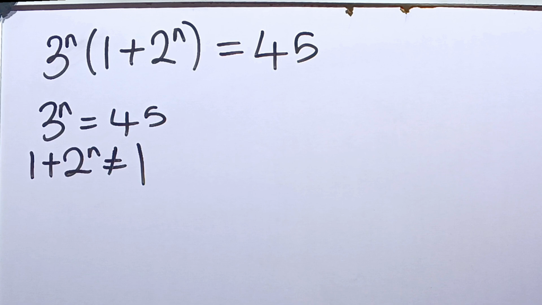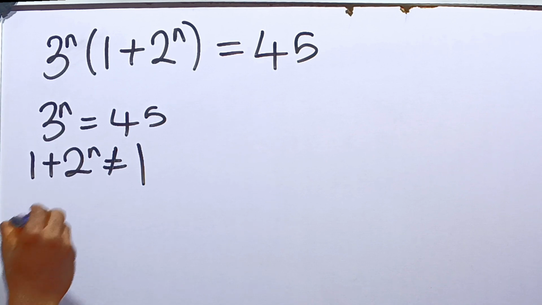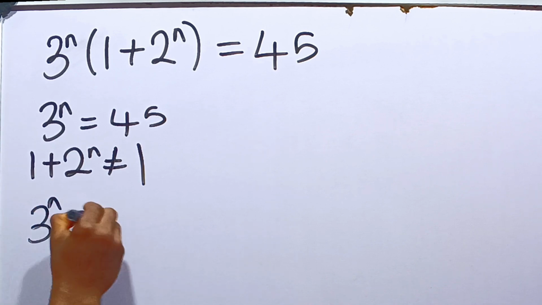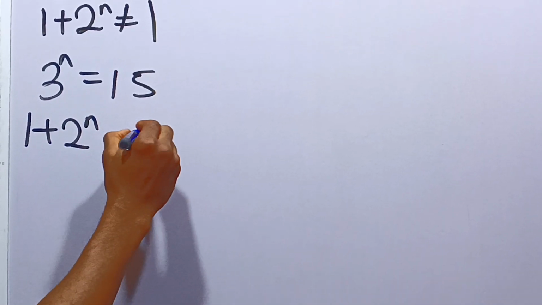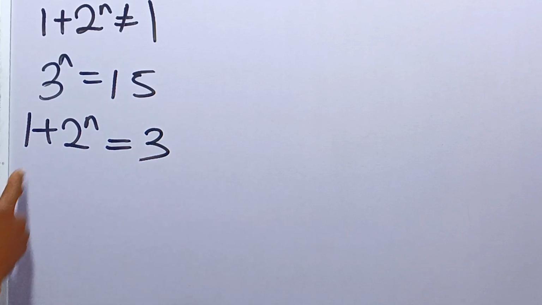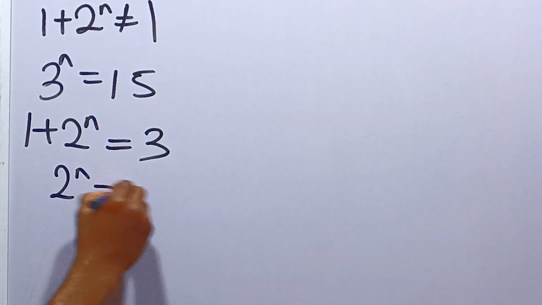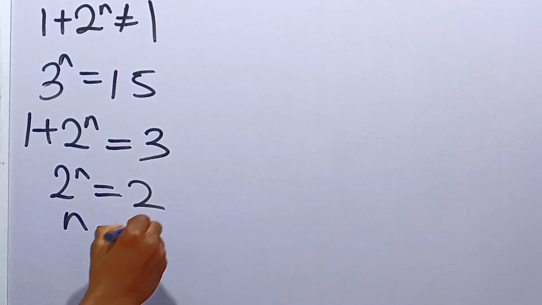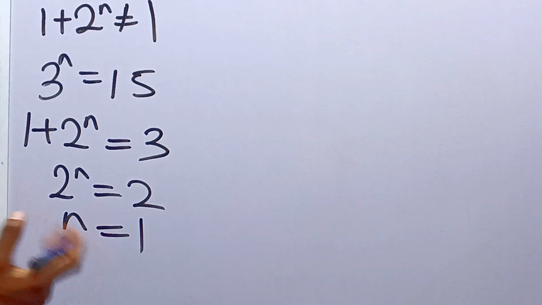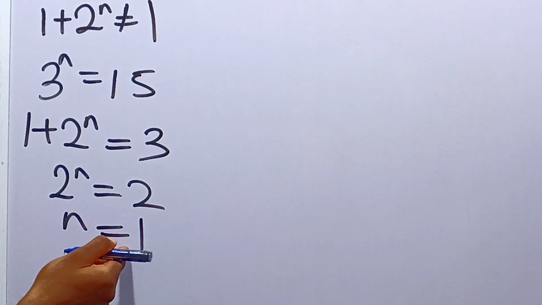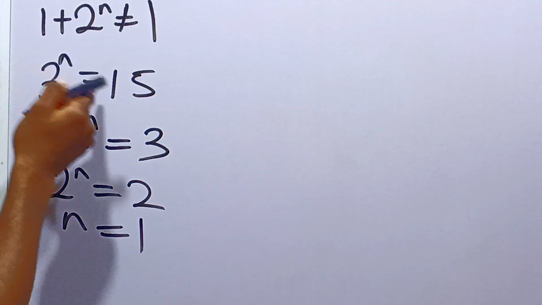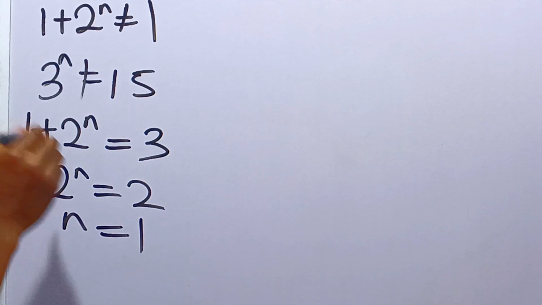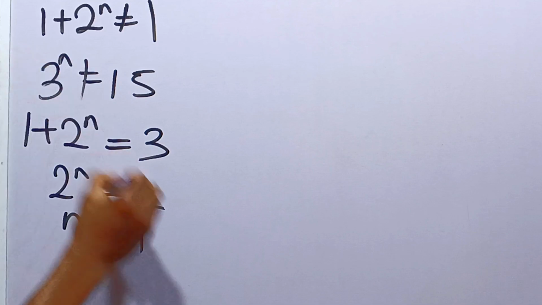Now let's write for the second one. For the second one, we have that 3 raised to the power n is equal to 15, and then we have that 1 plus 2 raised to the power n is equal to 3. From here we now have that 2 raised to the power n is equal to 2 and n is equal to 1. Again, analyzing this, if you put 1 as n here, you see that 3 raised to the power 1 is not equal to 15. So this second one is also cancelled.